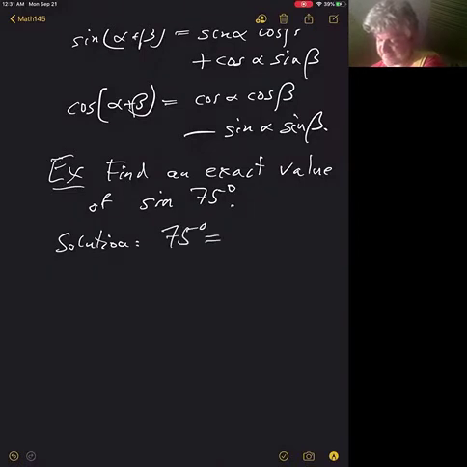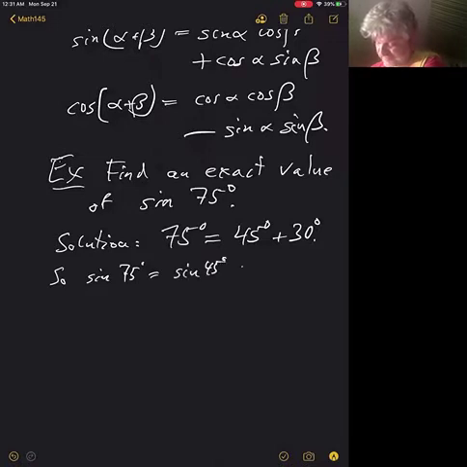75 degrees is, of course, 45 degrees plus 30 degrees. And we know the cosine and sine values for both of these. So that is tailor-made for an application of the addition formula for the sine. Sine of 75 is sine of 45 cosine of 30 plus cosine of 45 times sine of 30. And we know what these are.